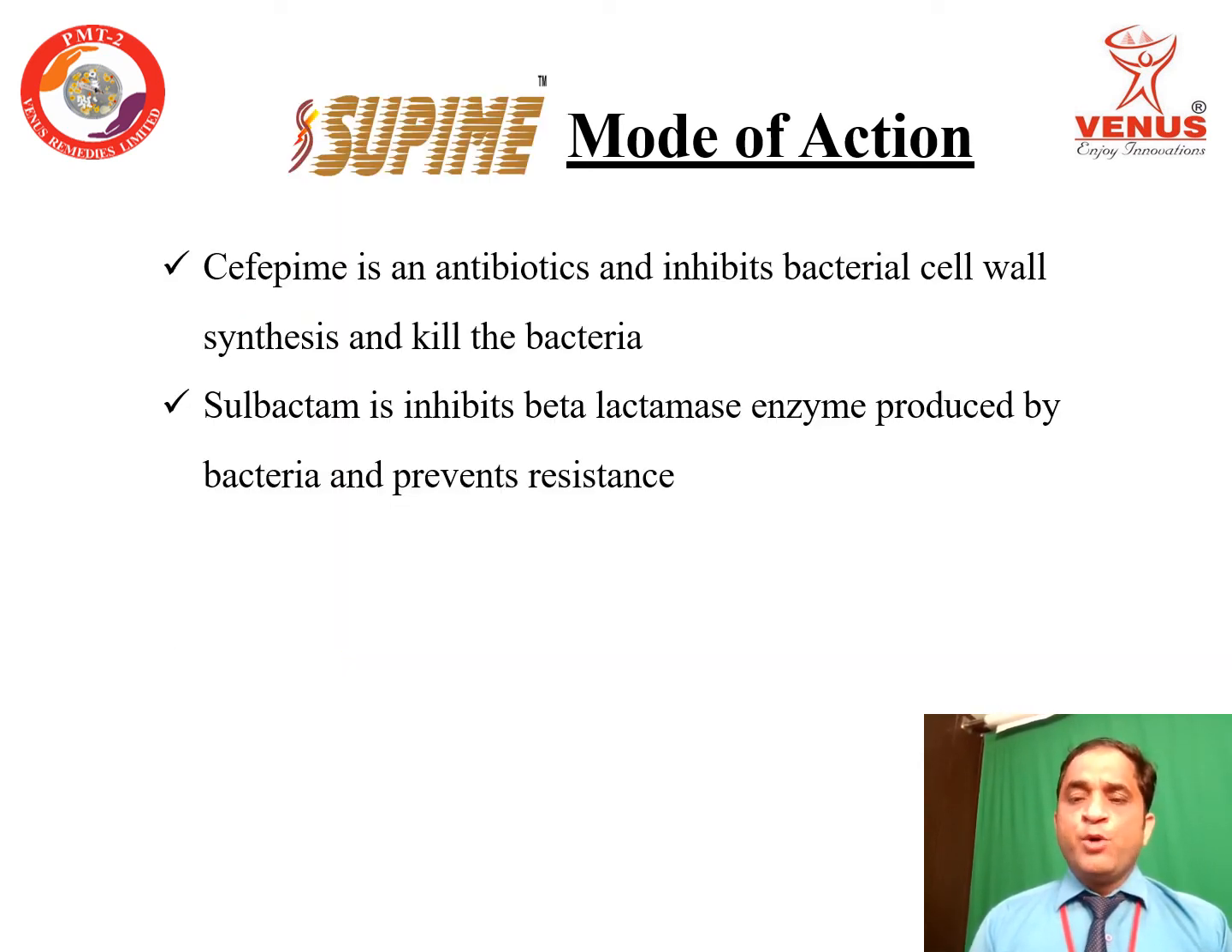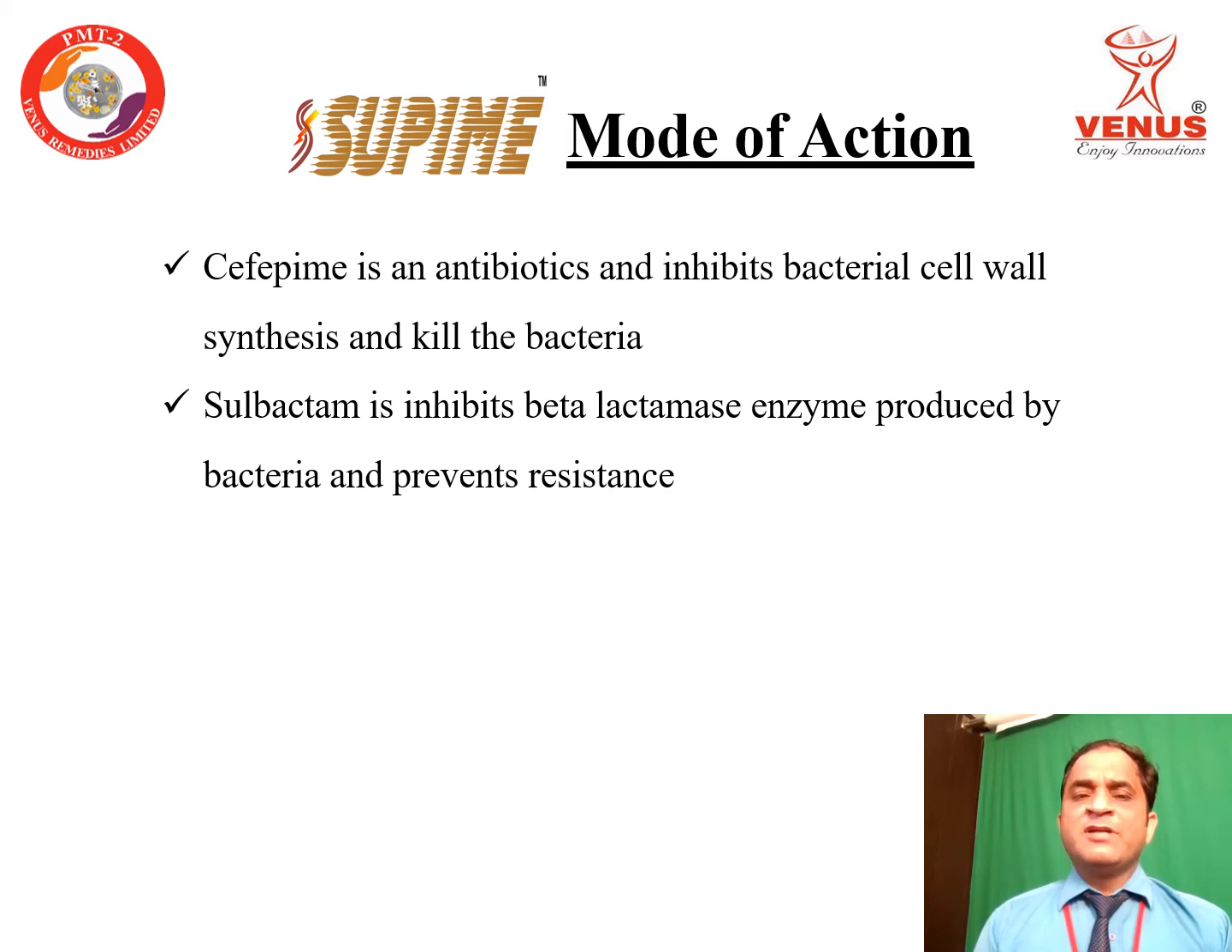Now finally, mode of action of supine. So dear friends, in this slide we will discuss the mode of action of supine. In the previous slides we discussed the mode of action of cefepime and the mode of action of sulbactam. But in this slide we will study how supine works. So in supine, cefepime is an antibiotic, and as this is an antibiotic, it inhibits bacterial cell wall synthesis, and by inhibiting bacterial cell wall synthesis, it kills the bacteria. So that is the role of cefepime in supine.